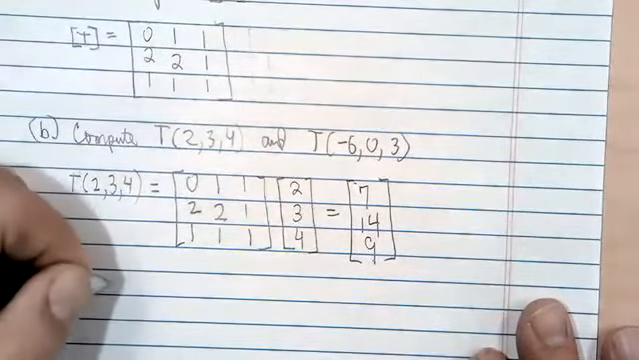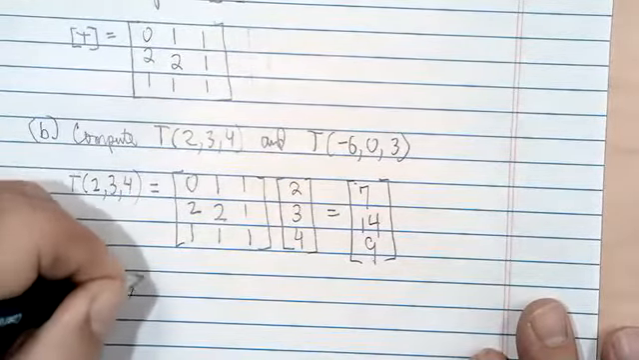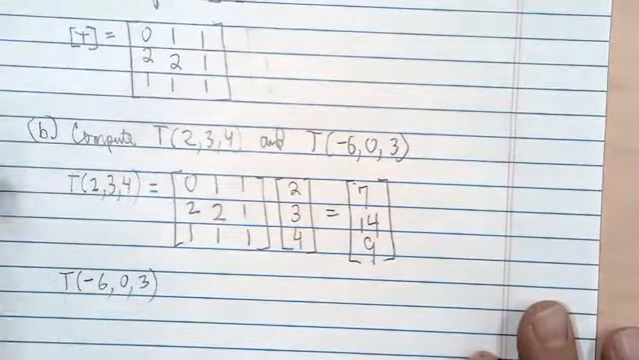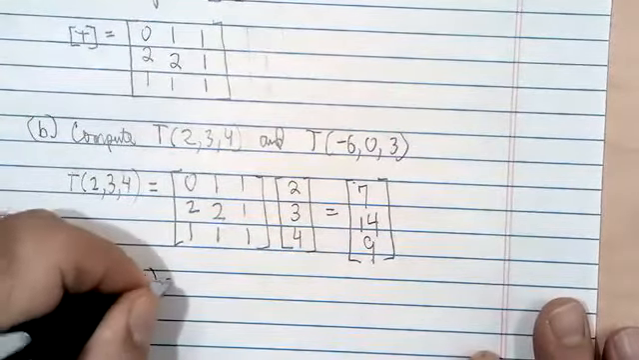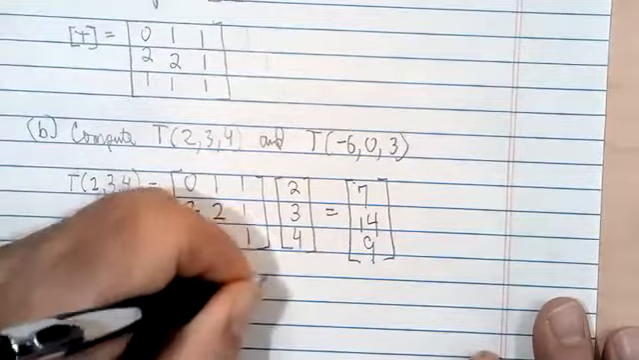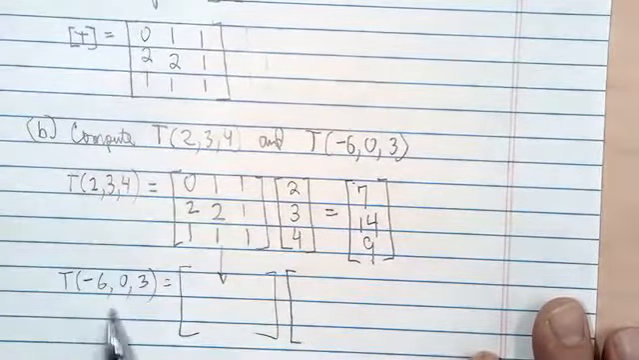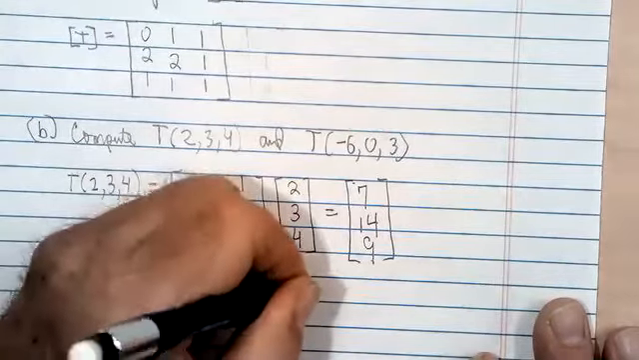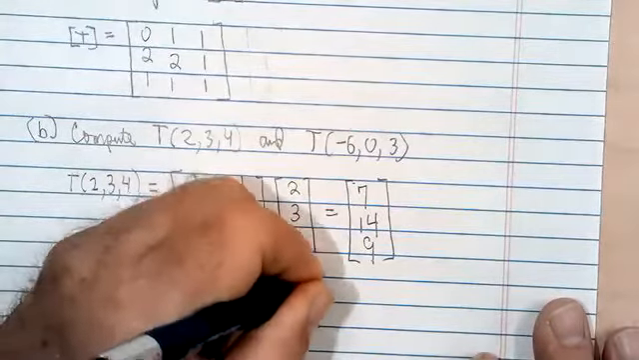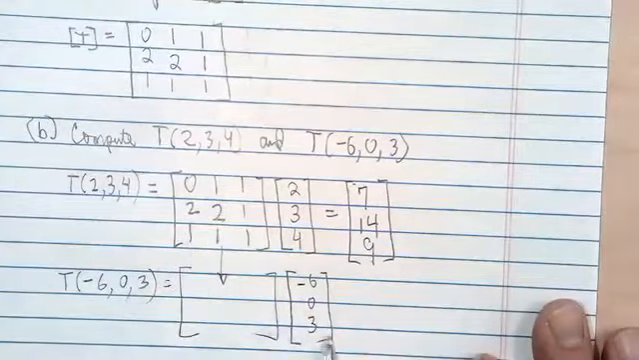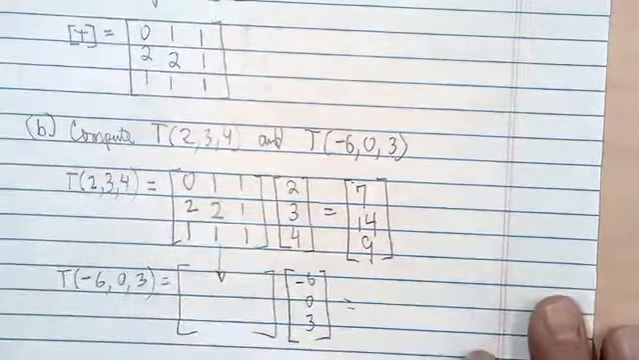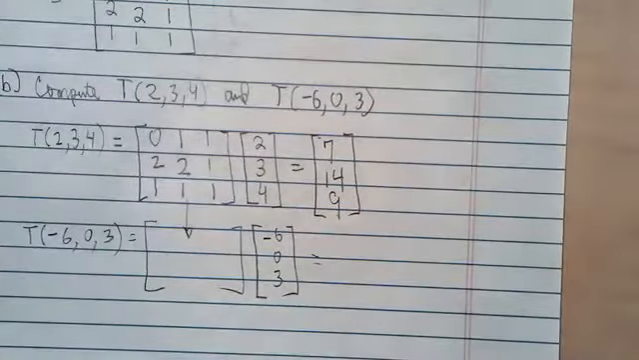And so for this one, this is the next piece of part B. I would do just exactly the same thing. I would take this same old matrix that I have here, and then I would left multiply minus 6, 0, 3 by this coefficient matrix, and I'll get something. So that answers that question.